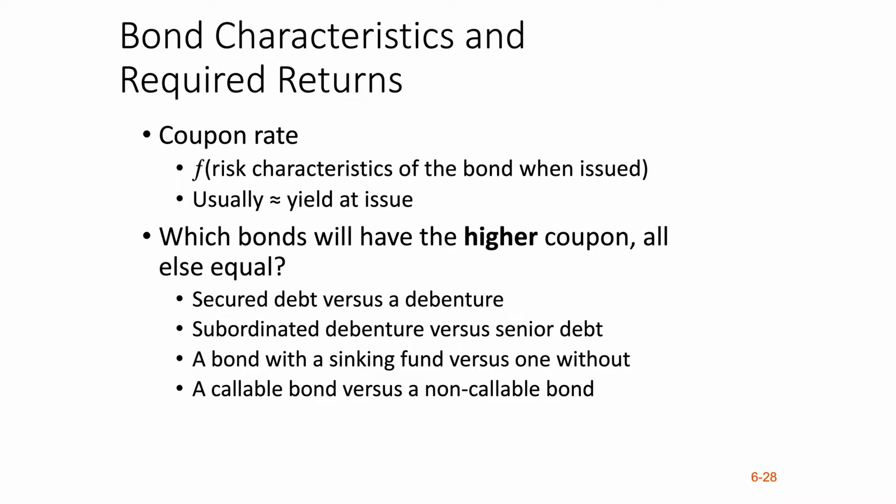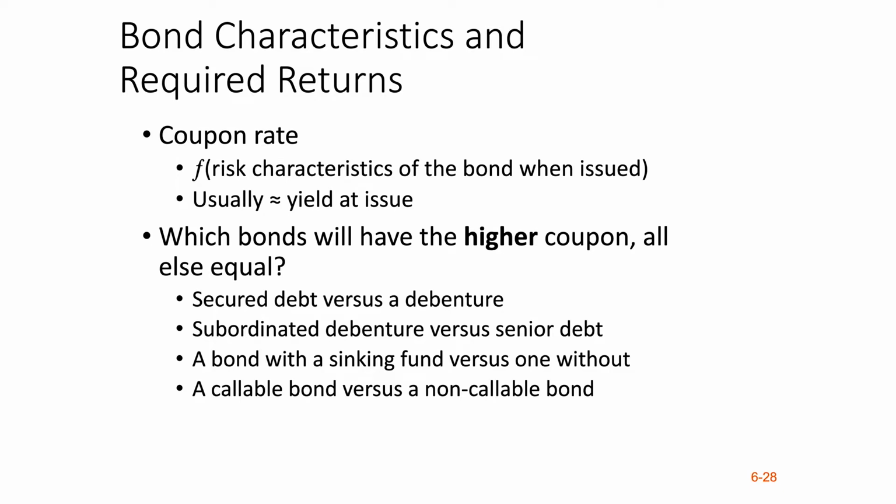Now, here is some judgment call. The question is, which bond should have a high coupon? The more risky one. Number one: a secured debt versus a debenture, which is unsecured debt. Which one has a high coupon rate? The answer is the debenture. You pay more.